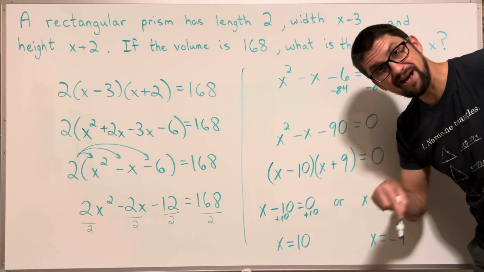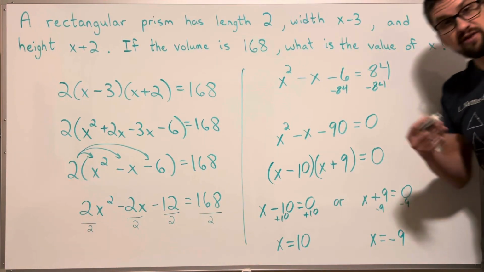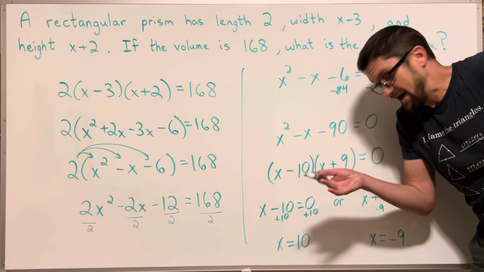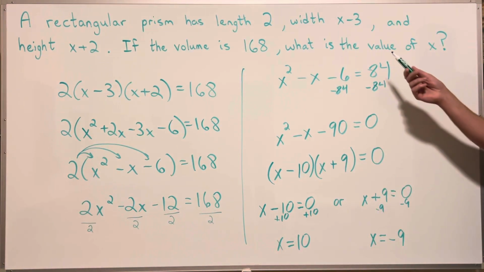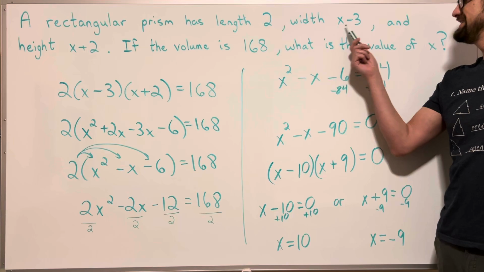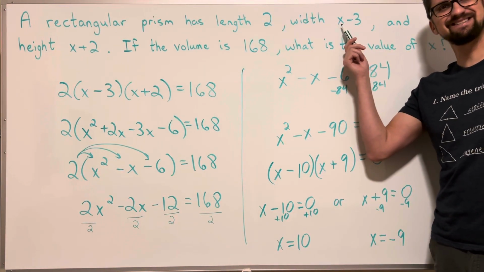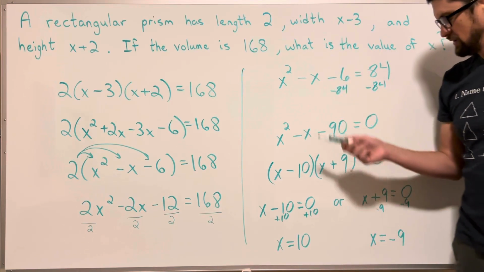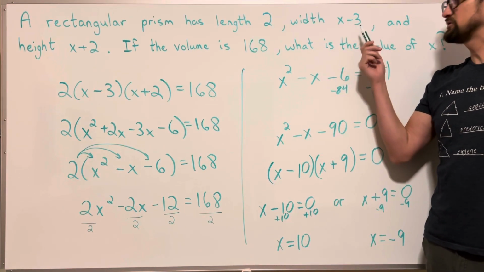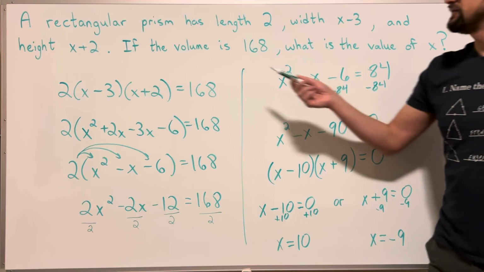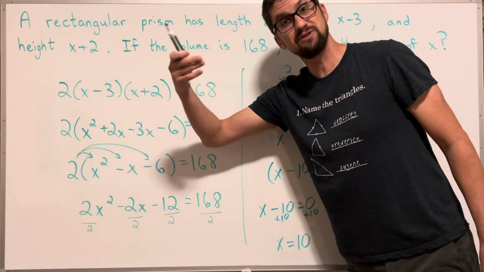So we have two x values. Are they both good? Are they both bad? Is one of them good? You need to go back to the distances of the sides of the rectangle. Look at the width. It's x minus 3. If I plug in 10, 10 minus 3 is 7. And if I plug in 10 over here, 10 plus 2 is 12.